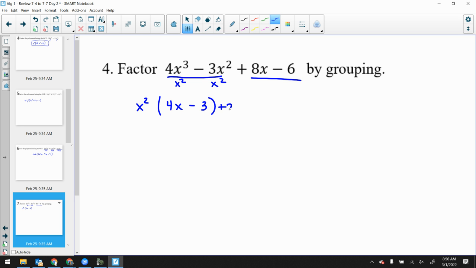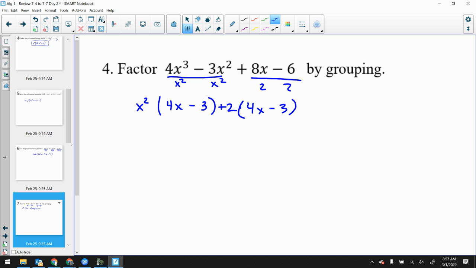2. Yeah. And what's left over after I divide that out? X squared and plus 2. No, negative. I'm right here. Yeah. After I divide out that 2, what's left over here? 8x divided by 2. 4. 6 divided by 2. -3.